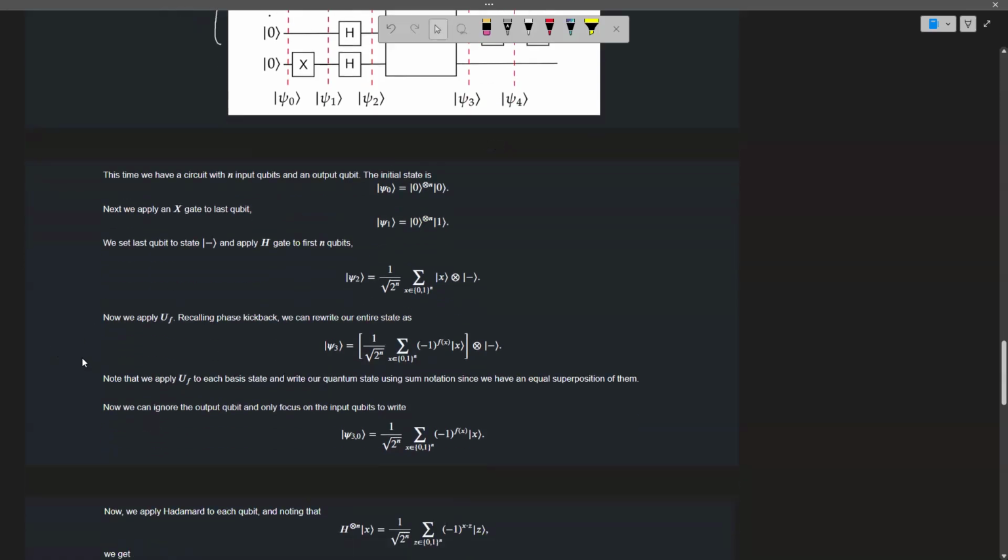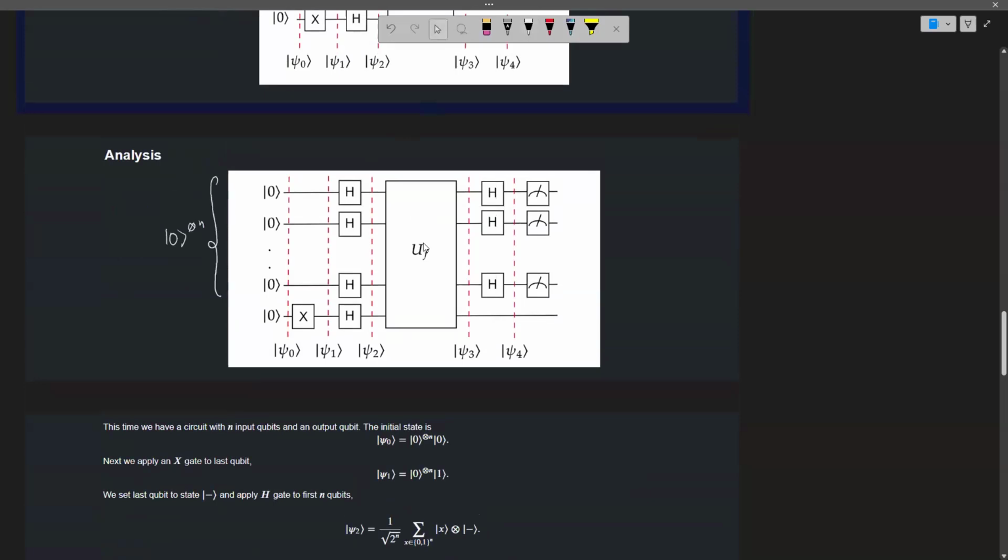Finally, we have to apply UF. And we're using the sum notation again. Yes, and this is an important term, equal superposition. If we have the sum of states, if we just write it all out, this is called an equal superposition.